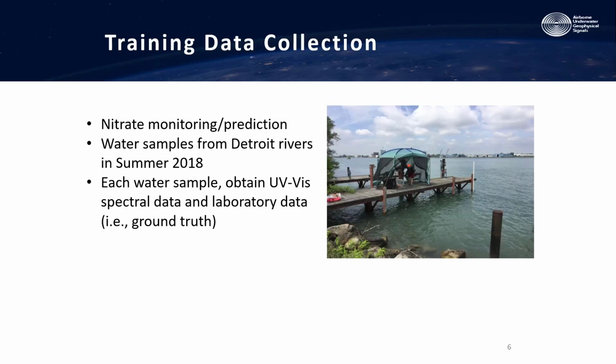In the first phase of the project, we focused on nitrate among all nutrient contaminants. We collected surface water samples from the Detroit River, which is binationally regulated by Canada and the United States. The data were collected across several months in summer 2018 on a weekly basis.